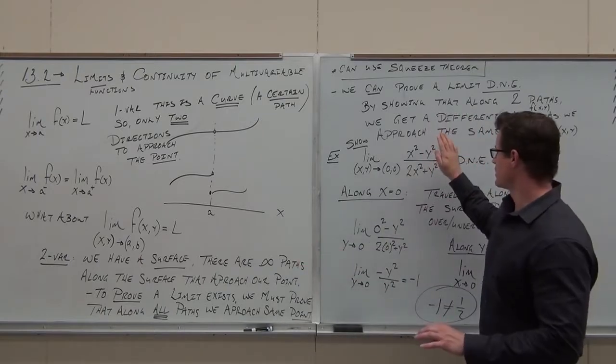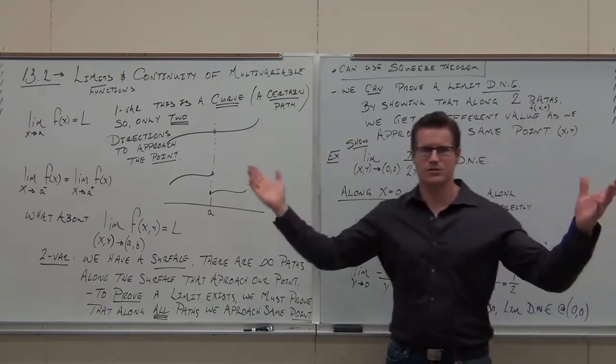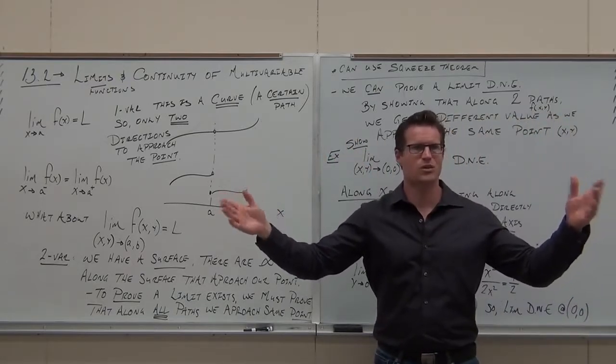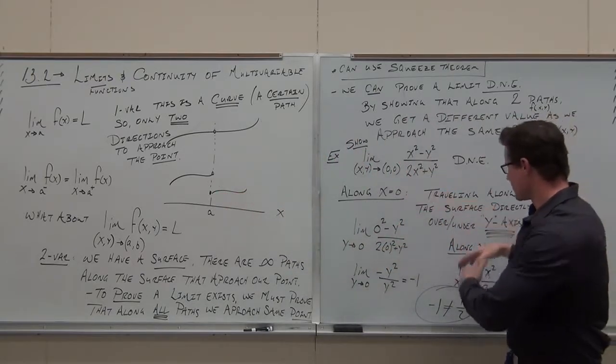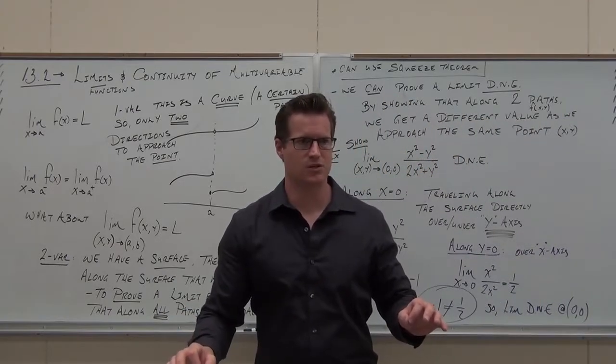We let y equals 0, 1/2. We let x equals 0, -1. Different values, different height, done. Just show your work. Go along x equals 0, y equals 0, and you're done. Does that make sense to you? That's the easiest way to go about it.